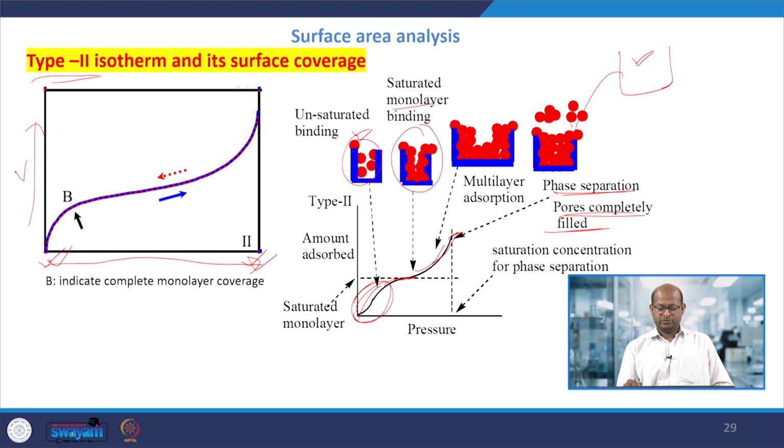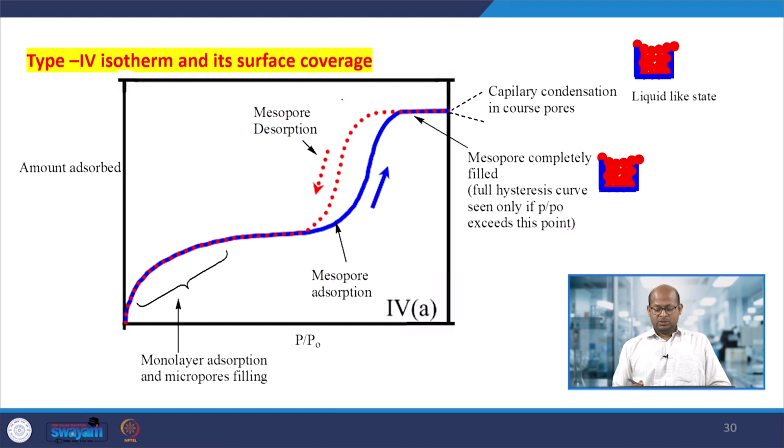This pore is filled with liquid, and the nitrogen is converted into the liquid phase. Initially it was in the gas phase, and after that, as the pressure increases, the pore is filled. This is called capillary condensation. So, liquid-like states, you can say.